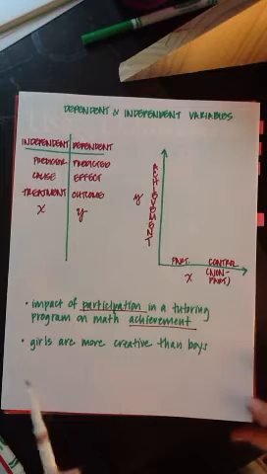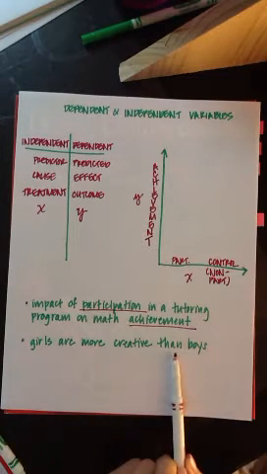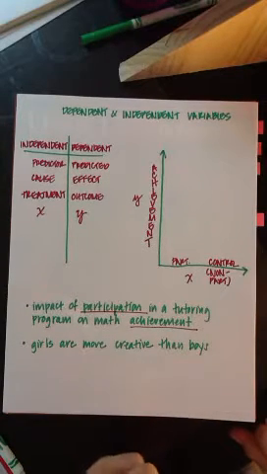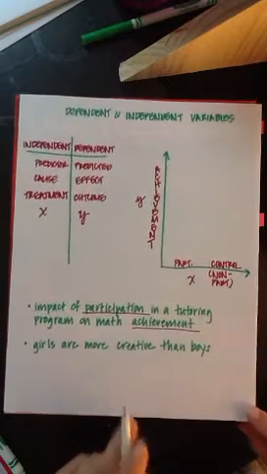Let's look at another example. Girls are more creative than boys. Think about this hypothesis. If you were going to test for this hypothesis, what would be your dependent variable and what would be your independent variable? Think about it.